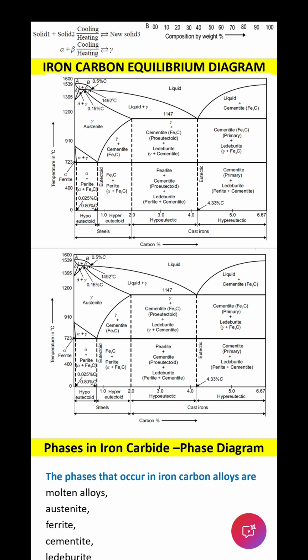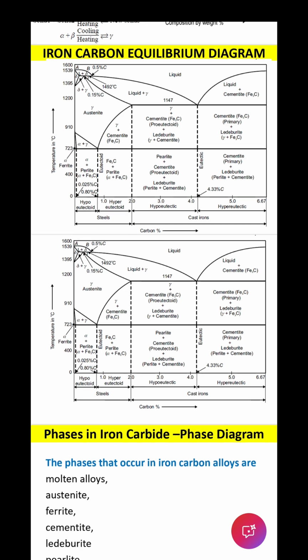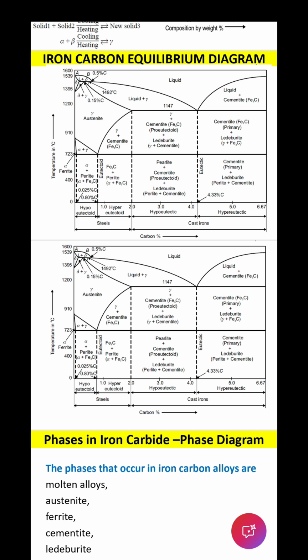In that, the carbon percentage of 0 to 2% is called steel. The iron with the carbon percentage of 2% to 6.67% is called cast iron. Steels we classify into two categories: one is hypoeutectoid steel, another one is hypereutectoid steel, and cast iron is hypoeutectic cast iron and hypereutectic cast iron. After marking the percentage of carbon, we draw the iron carbon equilibrium diagram step by step.